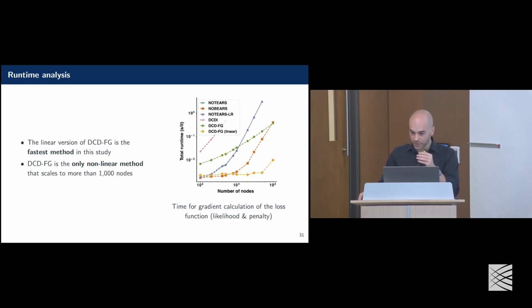DCD-FG is our method with neural networks. And you can see that the only other method with neural nets is DCDI. And DCDI, after 500 nodes, I think, basically runs into memory issues and stops running. But it's really slow anyway in the first place. So the DCD-FG takeaway is that it's the only nonlinear method that can scale to more than 1,000 nodes on this graph.